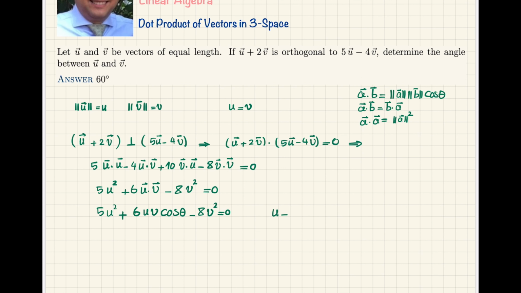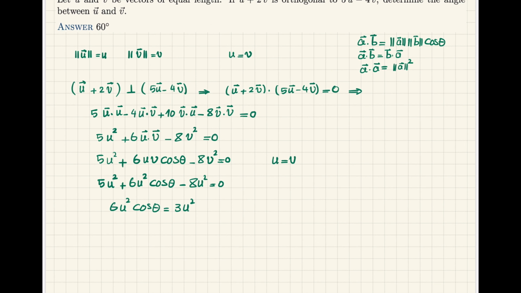Now I use the fact that u and v are the same. So wherever I see v, I replace it by u. So then it becomes 5u squared, plus 6u times v, which becomes 6u squared cosine theta, and then minus 8u squared is equal to 0. Here 5u squared minus 8u squared is negative 3u squared, but I move it to the right hand side, and it becomes positive 3u squared. So I will get 6u squared cosine theta is equal to 3u squared.